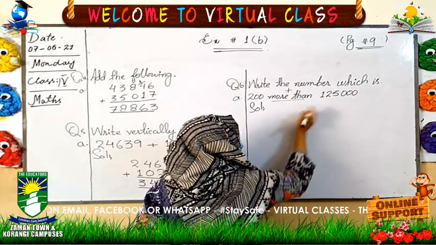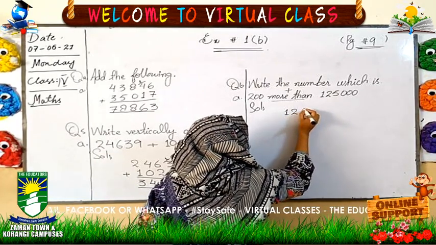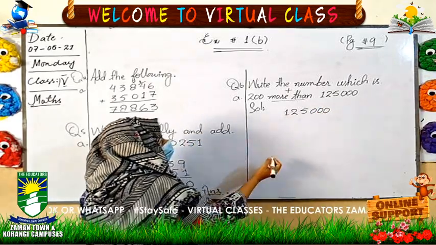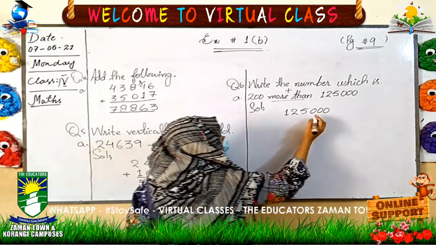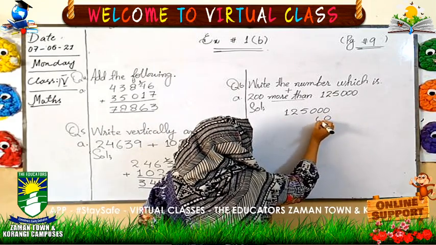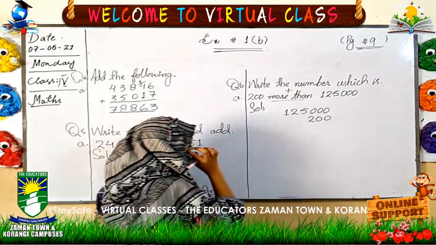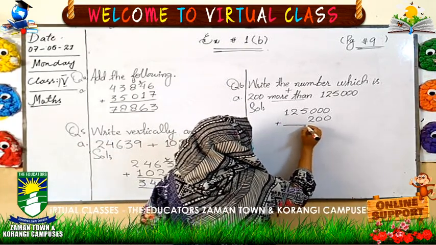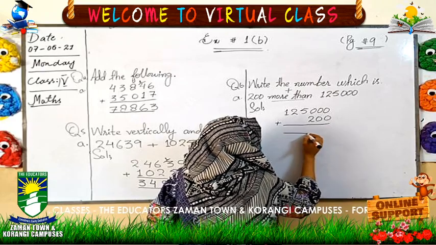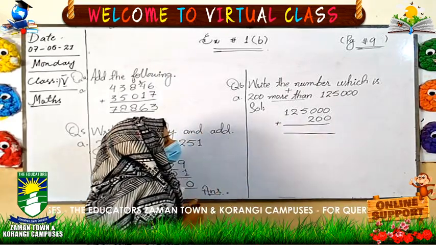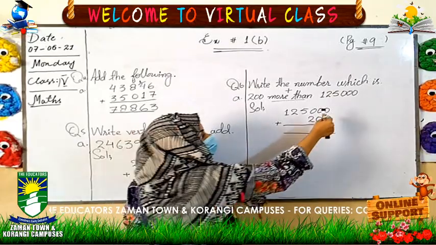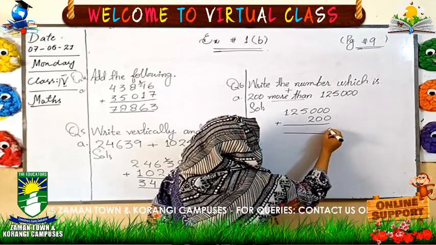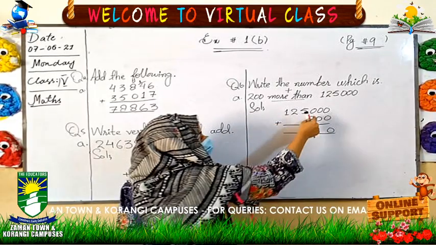You will write 1, 2, 5, 0, 0, 0, and you have to add 200 to this. So 0, 0 and 2, and you will mention the plus here. Now start adding. When we add 0 and 0, it becomes 0. Same as it is here.